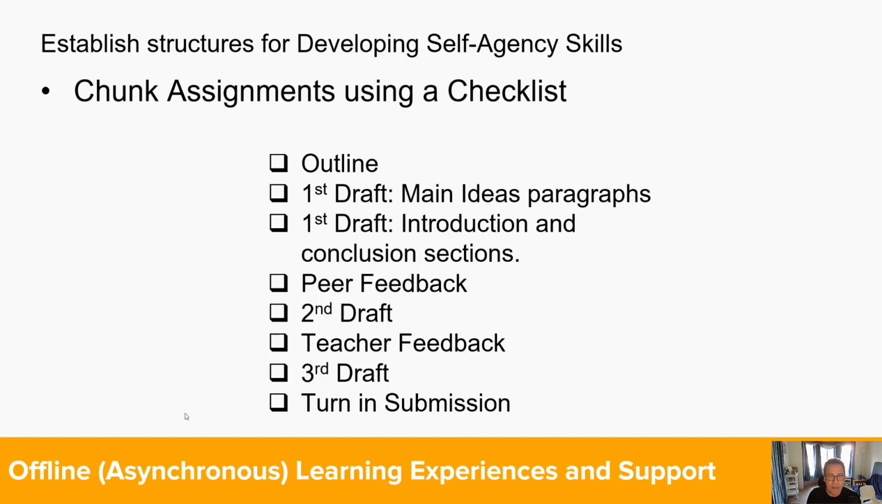Also, take assignments and chunk them, using a checklist so that students understand not just what steps need to be done, but how those chunks work together. So for example, here, we might chunk the first 3 steps: outline, first draft, main ideas, and first draft introductions, as one chunk. And then the next chunk might be peer feedback and second draft. The next chunk would be teacher feedback, third draft, and the final submission. And that way, instead of seeing this as 8 steps, the students see 3 chunks that they have to accomplish.